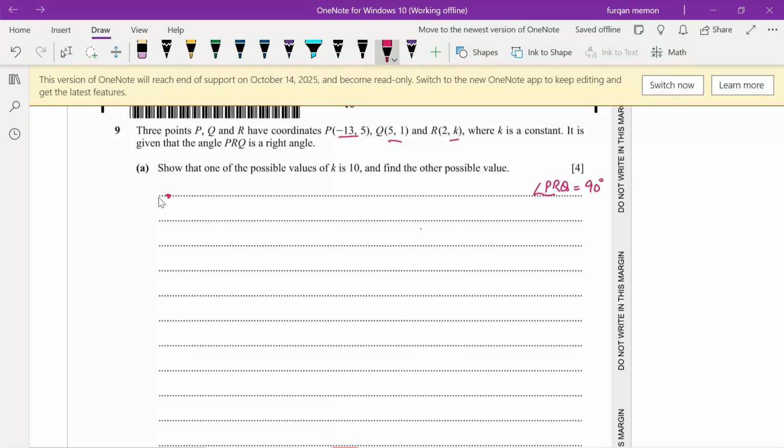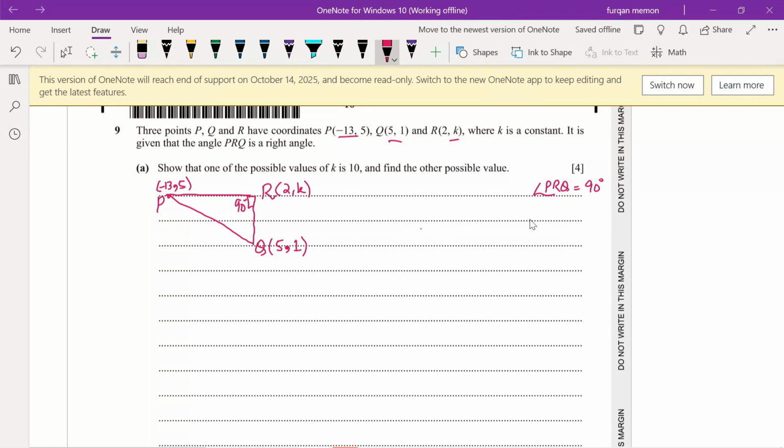Okay, if this one is P, angle PRQ, this one is 90. So this one is R and this one is Q. We have been given the coordinates of P, which is (-13, 5), the coordinate of R, which is (2, k), and the coordinate of Q is (5, 1). So there are two approaches.